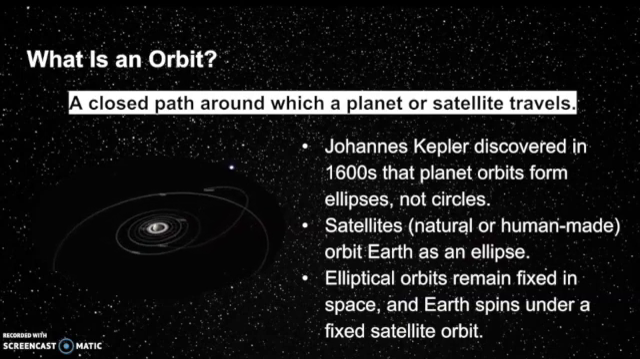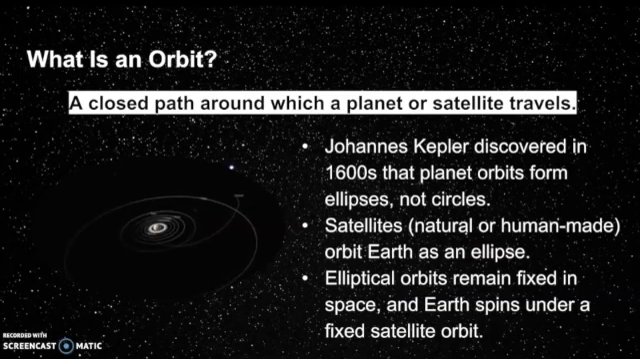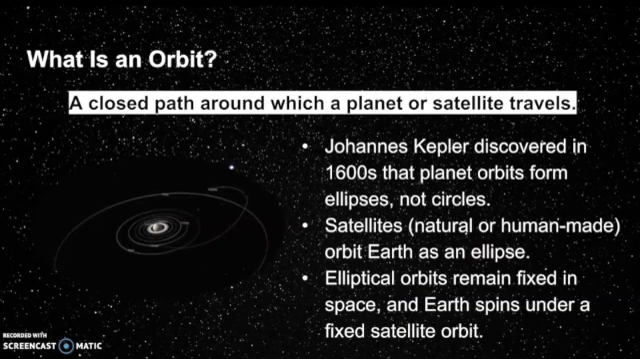Now, elliptical orbits remain fixed in space, and the Earth spins under a fixed satellite orbit. So basically, we have things that go around the Earth, and then the Earth goes around the sun. So we have a lot of kind of spinning and orbity stuff going on within our solar system.